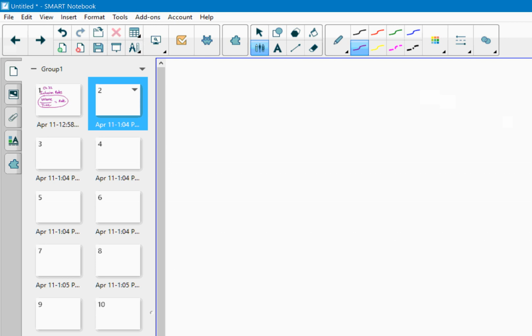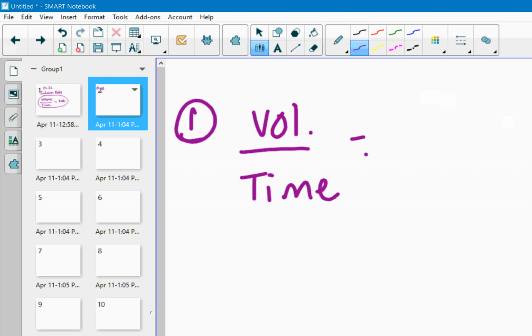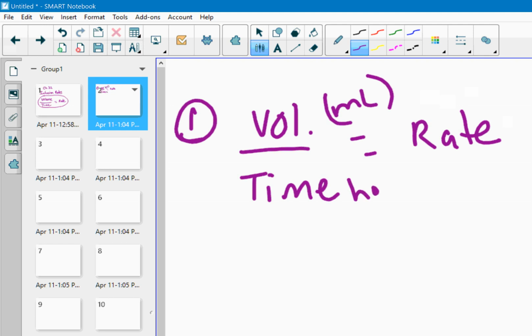If a 1 liter bag of D5W is run through an IV into the patient's arm over 8 hours, what is the rate of the infusion in milliliters per hour? So this is number one. Remember, it's volume, of course, over your time, so it'll equal the rate. One thing I want to make you aware of is usually this is given in milliliters per hour. So look at what the question is asking. So it's milliliters per hour.